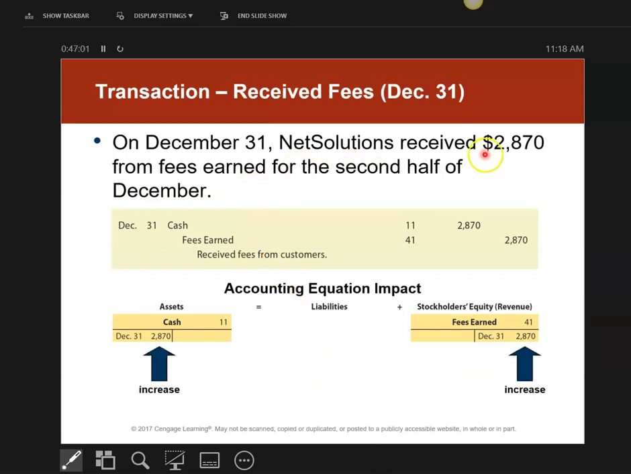December 31st, I received $2,870 for fees earned for the second half of December. So I actually got money for providing services. Get money, debit cash. Remember that. It's 95% of the journal entry. What did I get money for? For fees earned. And here's what it looks like down here in the equation. I get more cash. I now have more revenue.